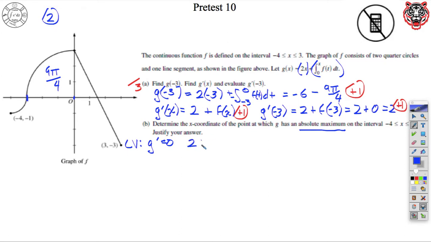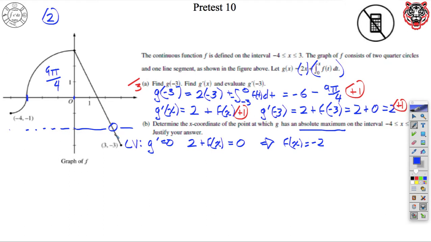So we say 2 plus f of x needs to be equal to 0. That implies, if I just subtract 2 from both sides, that f of x needs to equal -2. So this is saying the height is -2. Where on this graph do we have a height of -2? Remember, -2 is right there. There's no place on the left, the only place that we have a height of -2 is right there. So there's only one x that gives us a height of -2, and that is our only CV.